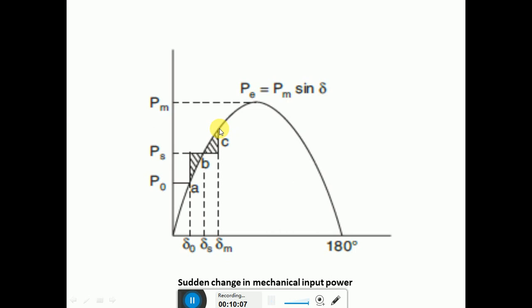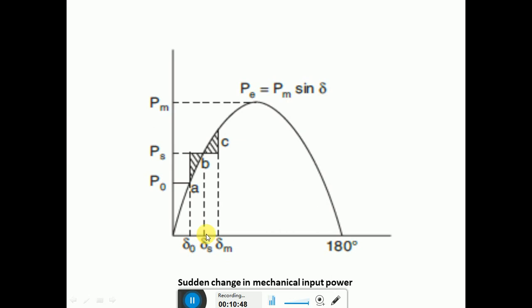Now let's see, after point C, from C to B, the electrical power is more than the mechanical power, which means deceleration will be there, and due to that deceleration speed reduces. As speed reduces, the angle will reduce. So due to the deceleration the angle will reduce. As the angle reduces, suppose at point B it again reaches delta S.